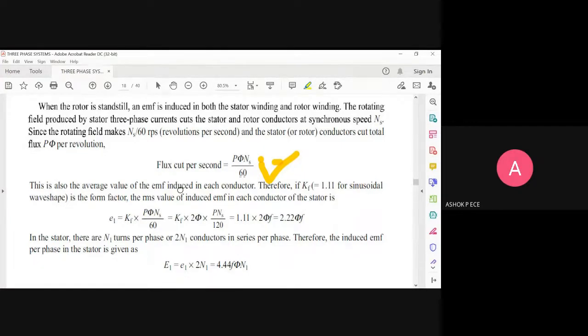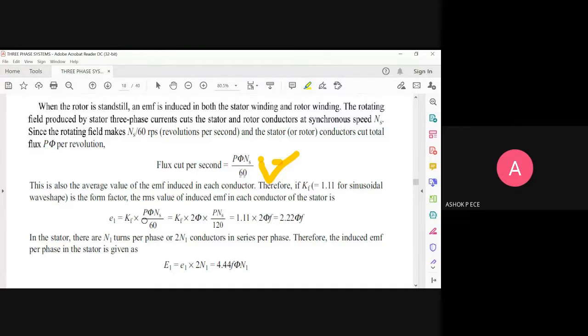Okay, fine. Now we are going to find what is the average EMF induced in each conductor. So when you have so many conductors, right? So in the stator you have conductors. So we are going to find the average value of EMF induced in each conductor. So if that small e1 is given by, we have to use the form factor Kf.